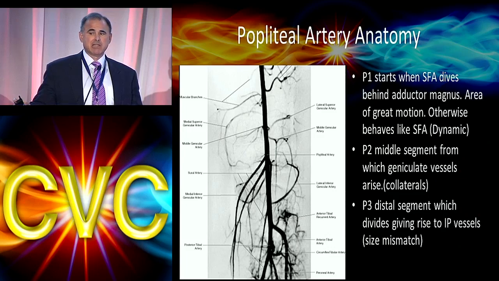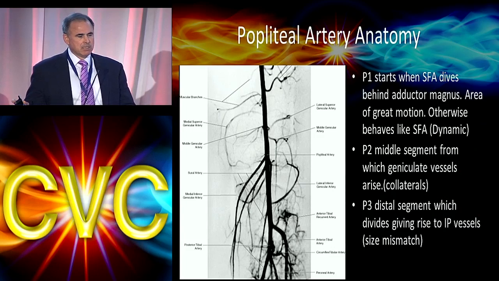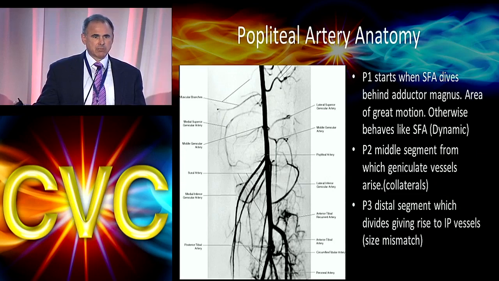Now, these geniculate collaterals are very, very important. One, we may perforate trying to cross this section. Secondly, geniculate collaterals serve as the receiving collaterals when the area above is occluded, and they serve as the giving collaterals when the infrapopliteal segment is occluded.